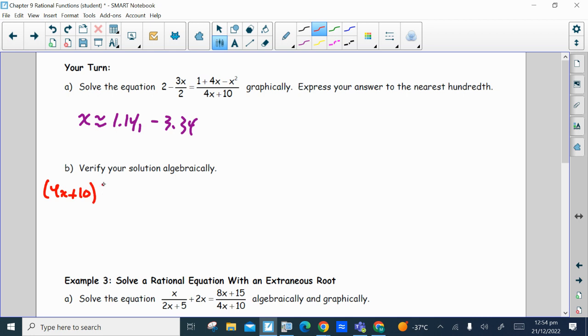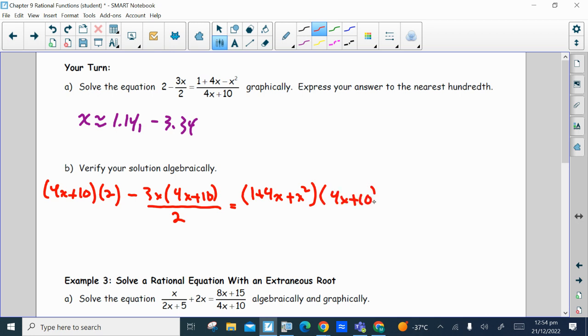So the first term is just 2. That's multiplied by the 4x plus 10. 3x over 2 is multiplied by the 4x plus 10, as well as the term on the right. Everything gets multiplied by 4x plus 10.